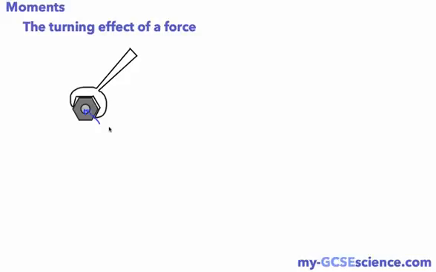The first one is the word pivot, and pivot is just the point around which the whole thing turns. Also over here we have a force, and we often also talk about a distance between the force and the pivot point, but we'll talk about that in a bit more detail in a minute.